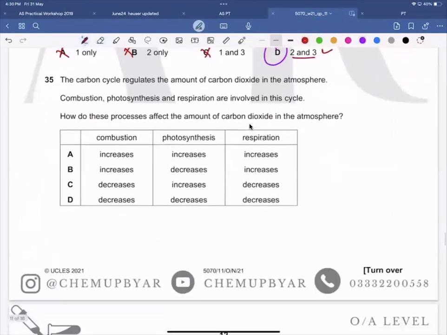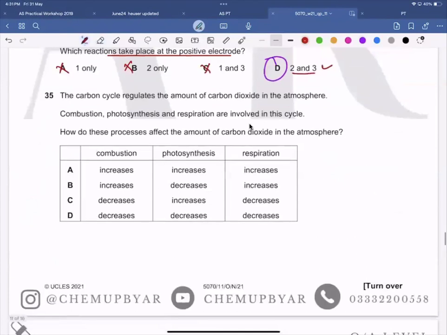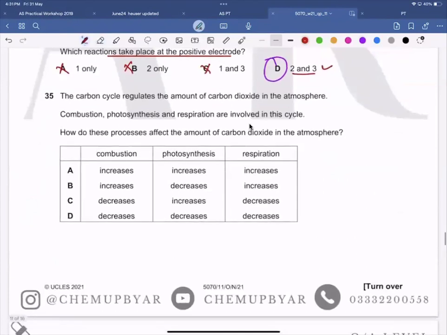Now, question number 35. The carbon cycle regulates the amount of carbon dioxide in the atmosphere. Combustion, photosynthesis and respiration are involved in this cycle. How do these processes affect the amount of carbon dioxide in the atmosphere? Okay. Combustion produces carbon dioxide, right?